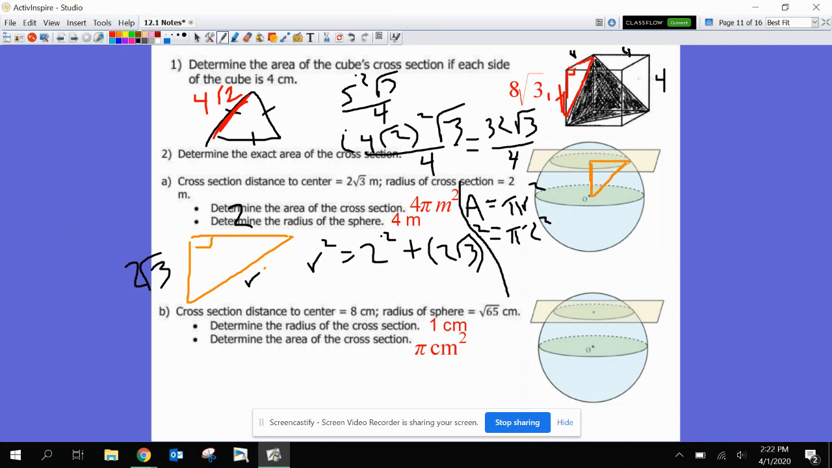And so we have r squared is equal to 2 squared plus 2 root 3 squared. If we simplify this, 2 squared is 4. And if we square the 2 and the root 3, we get 12. And so r squared is equal to 4 plus 12, which means that r squared is 16. And so that means the radius of the sphere has to be 4, which is where that answer that I advertised came from.